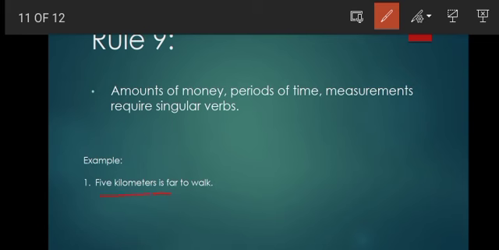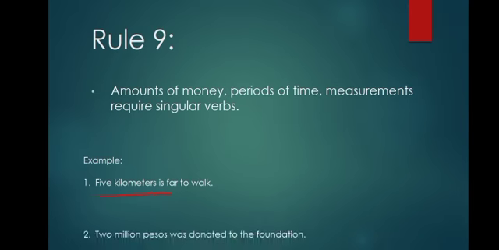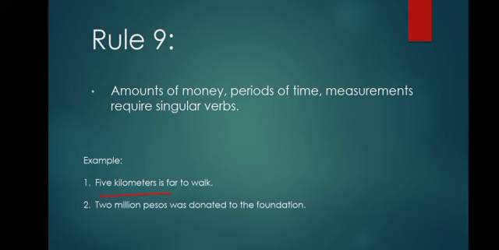So if we mention an amount of money, a period of time, or a measurement, no matter how much, how many, or how big it is, we must always use a singular verb. Next is: 2 million pesos was donated to the foundation. Just like the first example, 2 million pesos is an amount of money. Therefore, we have to use the word was as the verb in this sentence. Now, 2 million pesos was donated to the foundation.